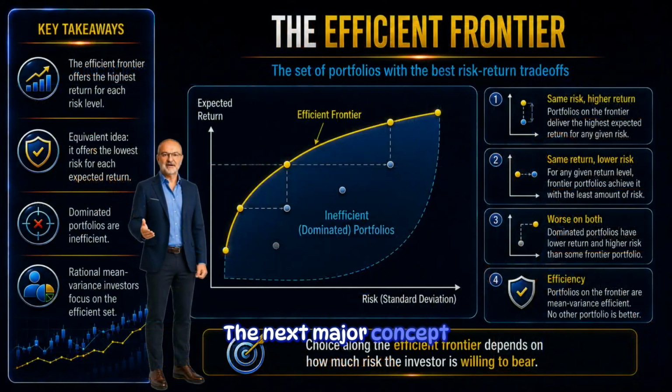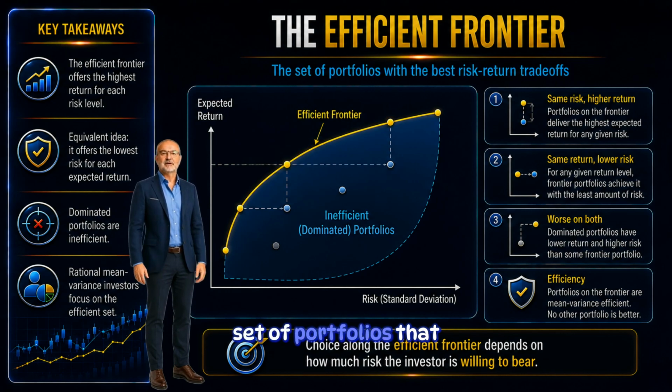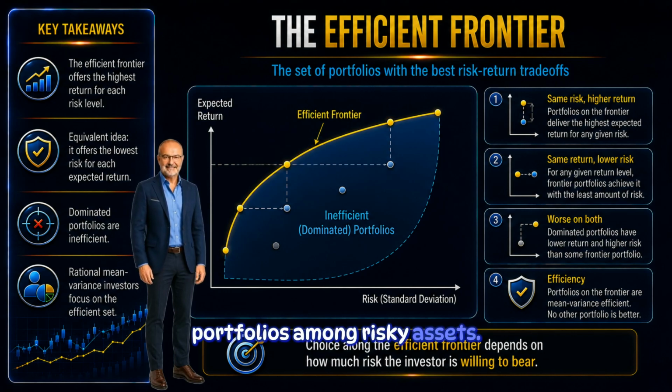The next major concept is the efficient frontier. The efficient frontier is the set of portfolios that provide the highest expected return for each level of risk. Equivalently, it is the set of portfolios that provide the lowest risk for each level of expected return. In other words, these are the best trade-off portfolios among risky assets.